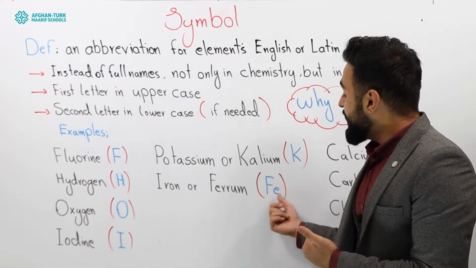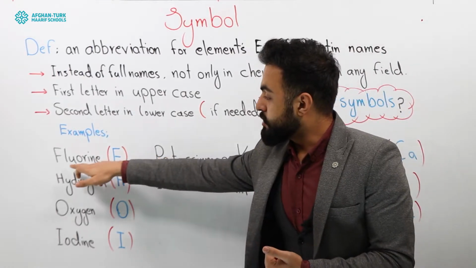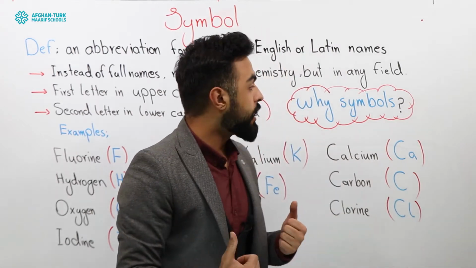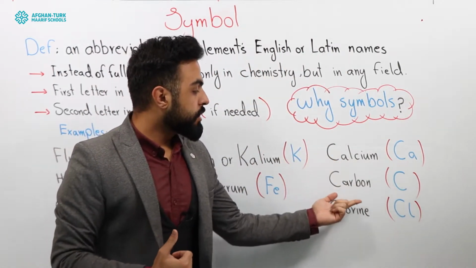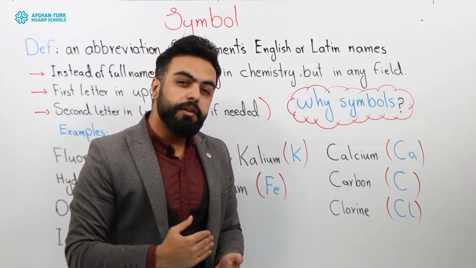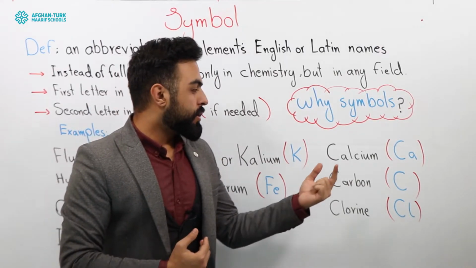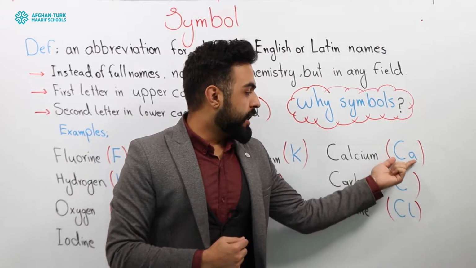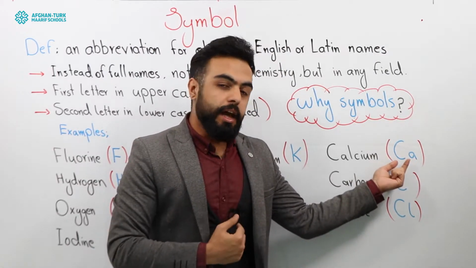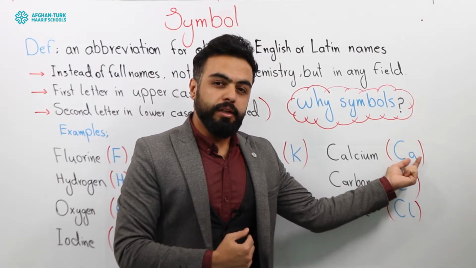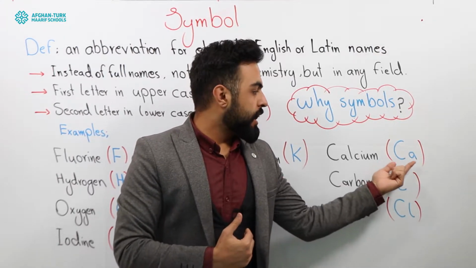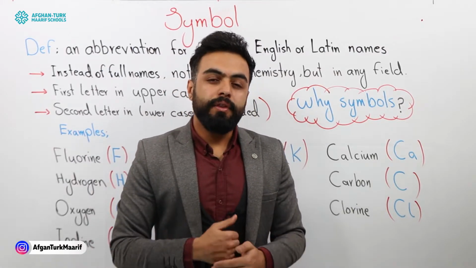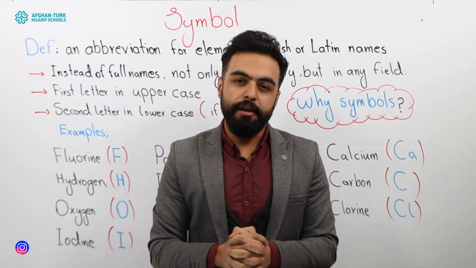Why Fe? Because F is used for fluorine. So here we use F and e. Here, calcium, carbon, chlorine, all of them start with C, so we cannot write only C for them. We use C for carbon and then Ca, C with capital letter and a with lowercase, and here Cl for chlorine. So that's all for symbols.